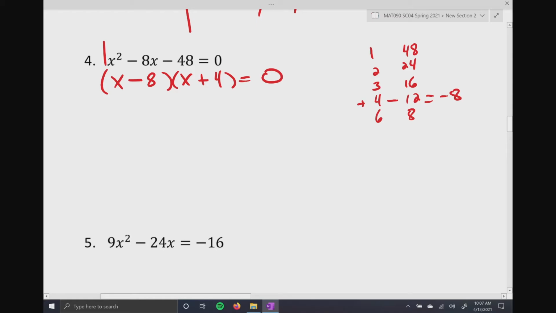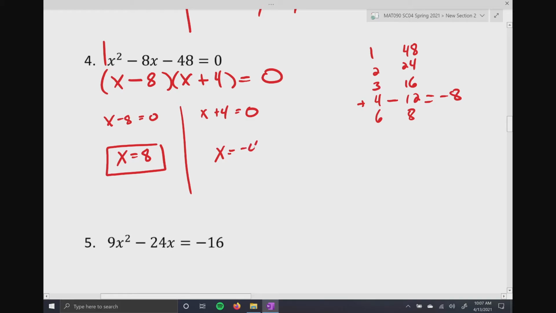Step 3, I take each factor. I set it equal to 0. That's my zero factor theorem. And now I solve each of these. So I get a final result of x equals 8 and x equals -4. Does that make sense, everyone?